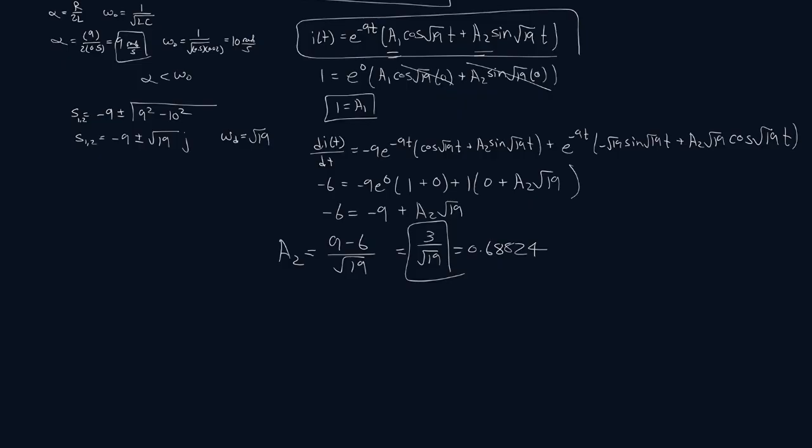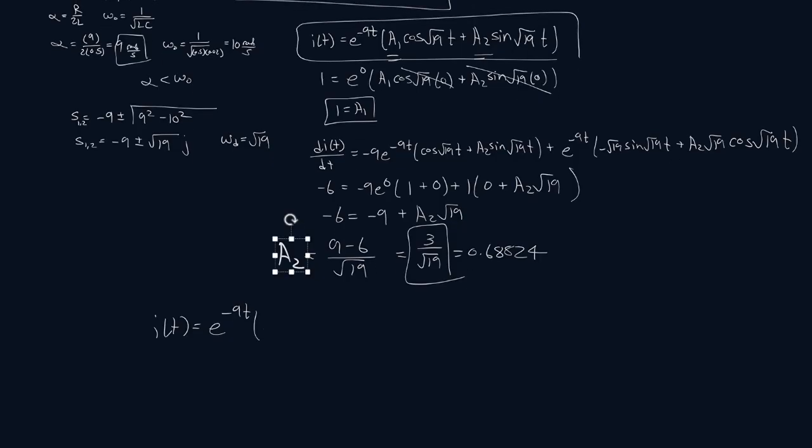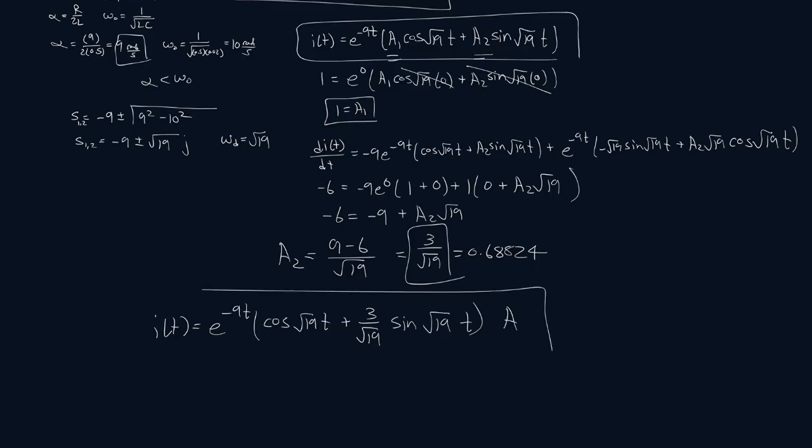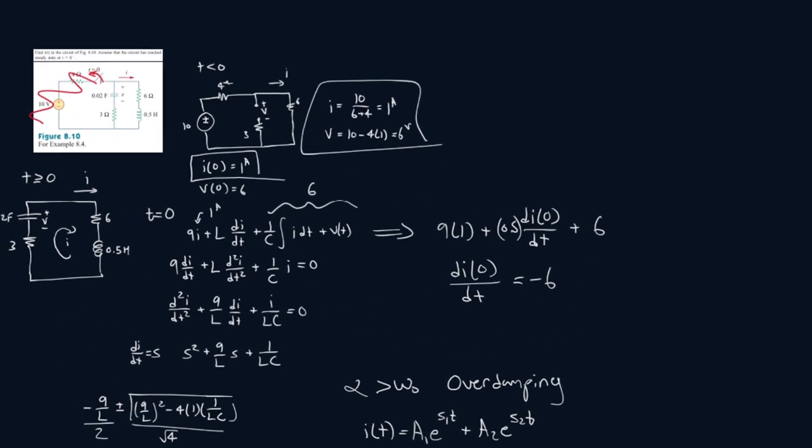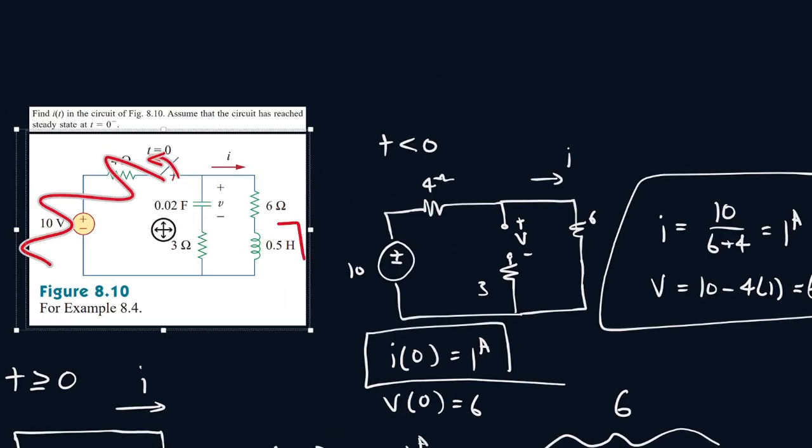Now we can finally solve for our final answer. i(t) will be equal to e to the power of minus 9t times cos square root of 19t plus 3 over square root of 19 times sine square root of 19t amps. And this represents the current that's passing through the inductor, which is this one.